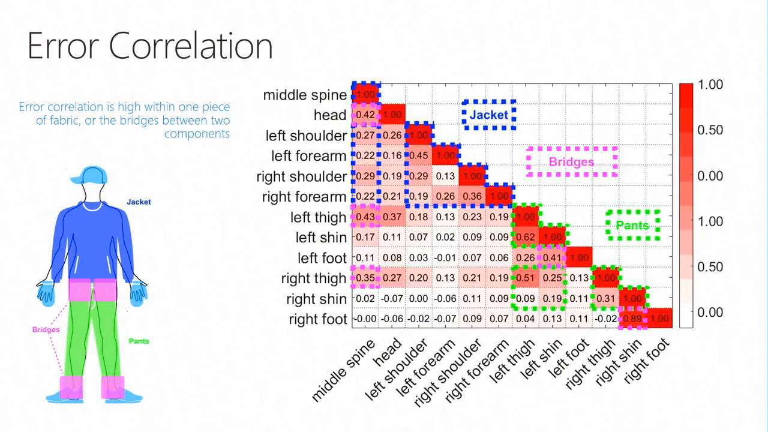So this is the error correlation matrix. We want to know how the errors along the whole body are correlated. From this matrix, we can see that if it's red, it means it's highly correlated. What we can observe here is that if the joint angles are estimated by sensors on one single piece of fabric, then the errors are very highly correlated. For example, on the jacket, all the joint angle errors are highly correlated.